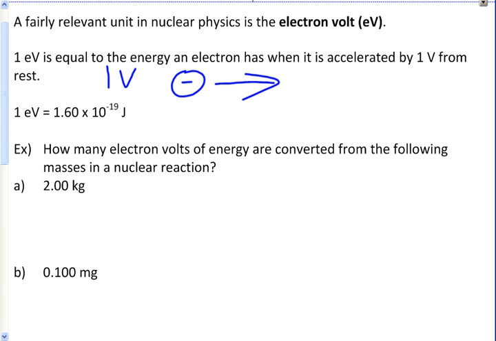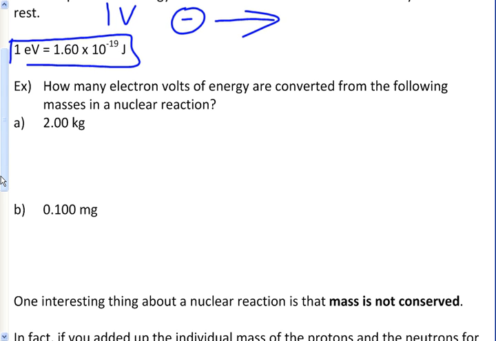Now 1 electron volt is equal to 1.6 times 10 to the negative 19 joules. So not very much. Okay, so there are going to be some questions out there where electron volts are talked about. So I want to be able to convert electron volts into joules, and from joules to electron volts. So I just want to do a couple more examples here.